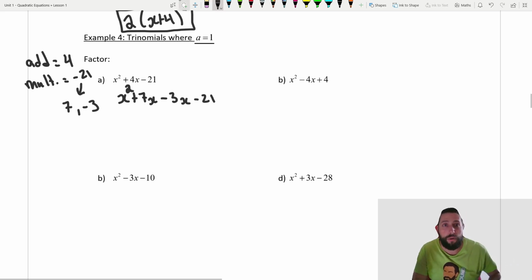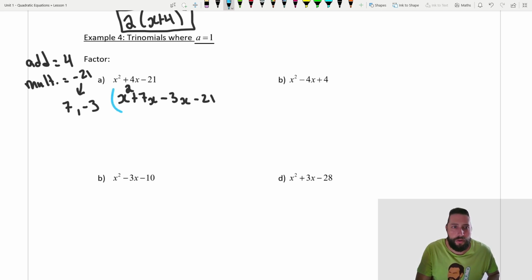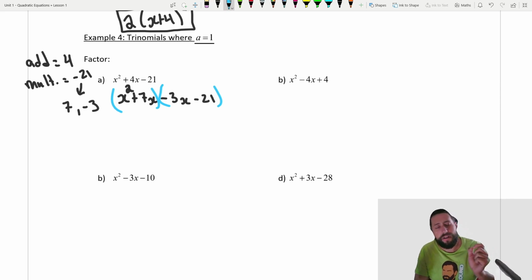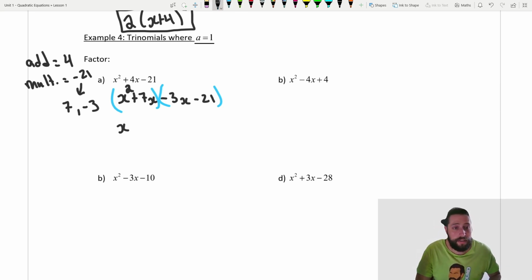Now we're going to look at two separate terms. We're going to look at this, and then we're going to look at this. What is the greatest common factor of x squared plus 7x? Well, they both contain an x, so we can factor out an x. We're left with x plus 7.